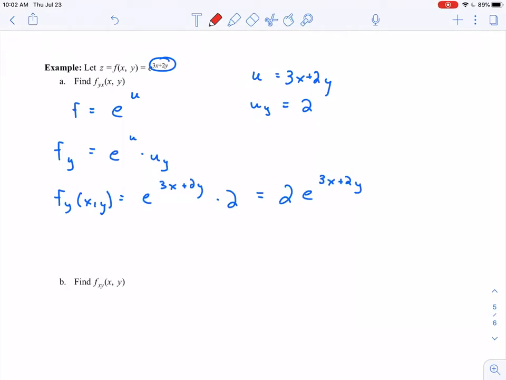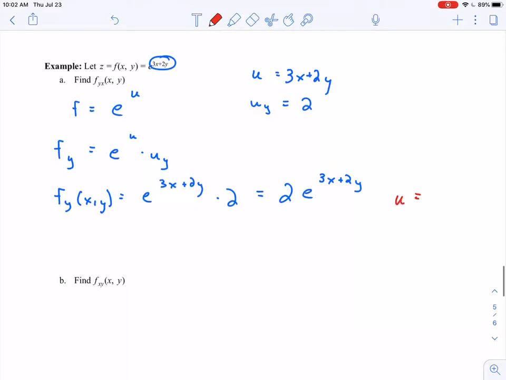And here I see, okay, again I have 3x plus 2y, that's a function of both x and y, inside of the exponential function. It's another chain rule. u is actually not going to change though. u is actually still 3x plus 2y. u sub x here in this case, because now I want the partial with respect to x, is just 3.